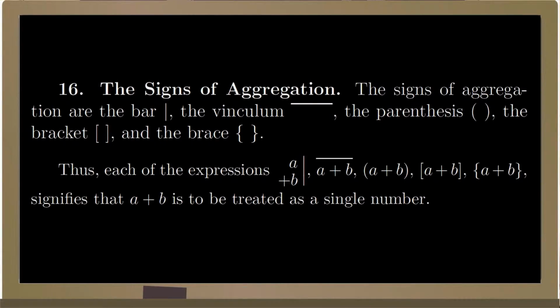You might not realize these are all signs of aggregation, and the most common one is the parentheses, but also the bracket and the brace. But you might also see things written like this with the bar, the vinculum. All of these expressions mean the same thing, a plus b, separated from something else. They're all just different ways of writing the same thing. Typically we'll use parentheses, but if you're stacking up parentheses, you might start using brackets and braces to distinguish where one set of parentheses starts and ends.